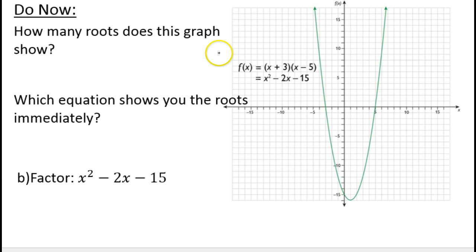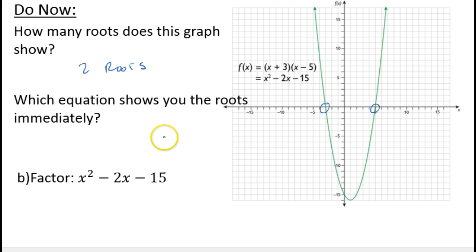So in our do now, or in our class, we started with this do now. It says, how many roots does this graph show? Well, it actually just shows 2 roots. How do we know? Well, it intercepts our x-axis twice. That's how we know. We'll write 2 roots.